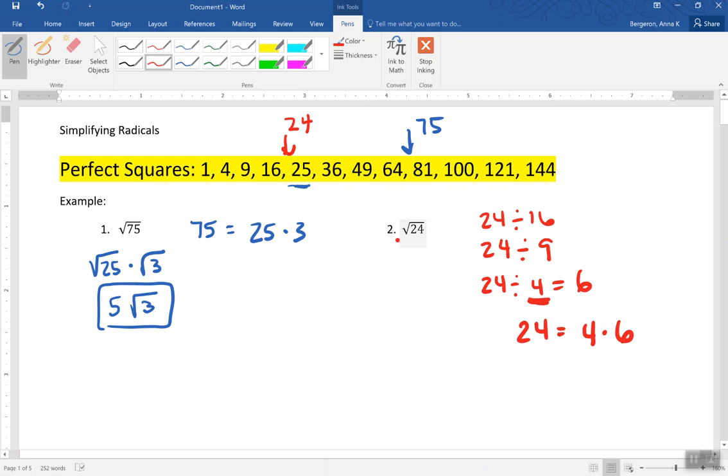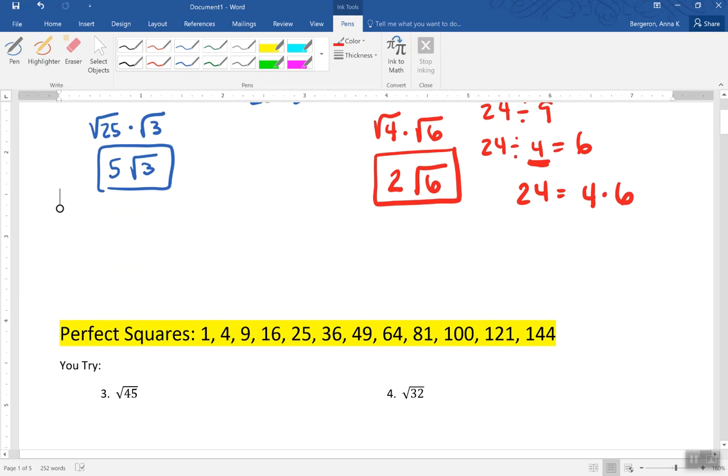So I can rewrite this radical. The square root of 24 is the same thing as the square root of 4 times the square root of 6. Now, since the square root of 6 is not on my list, that's going to stay the same, but the square root of 4 is 2. So then this would be my simplified answer.